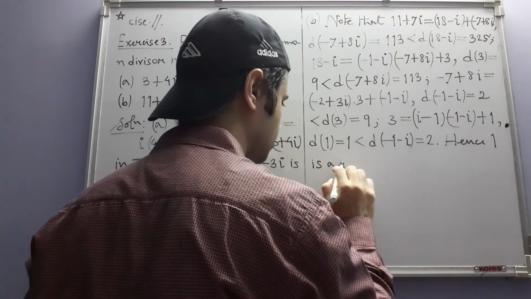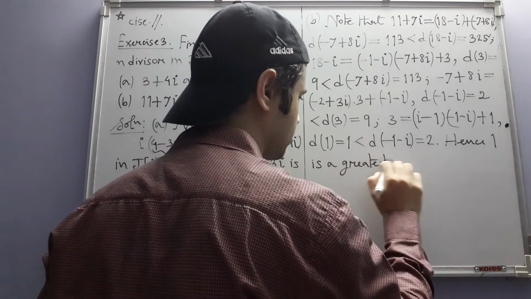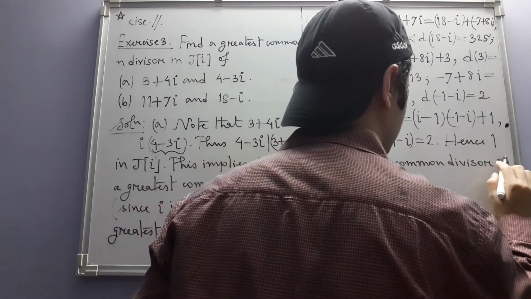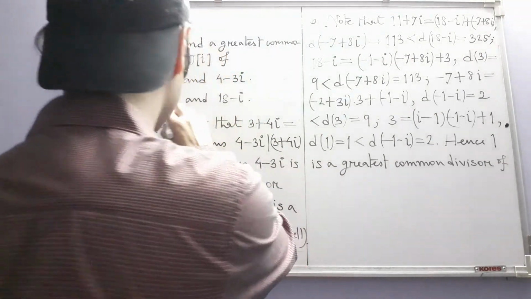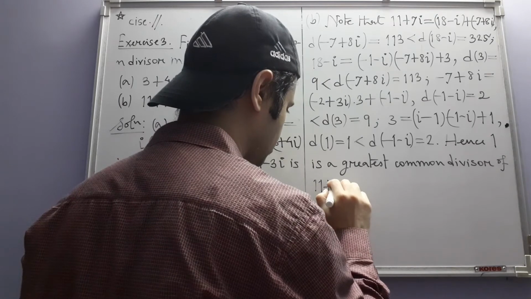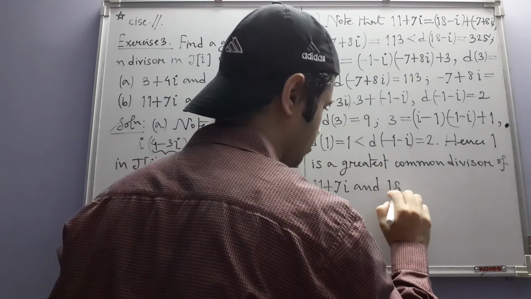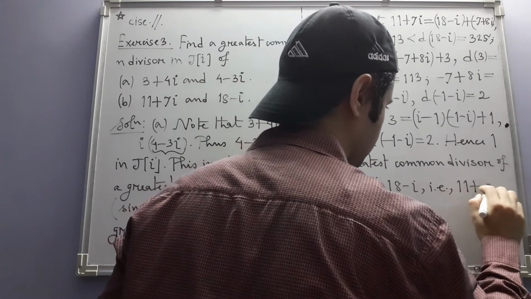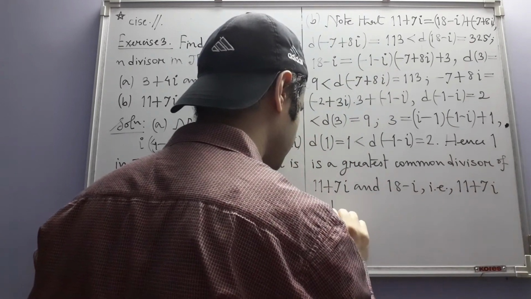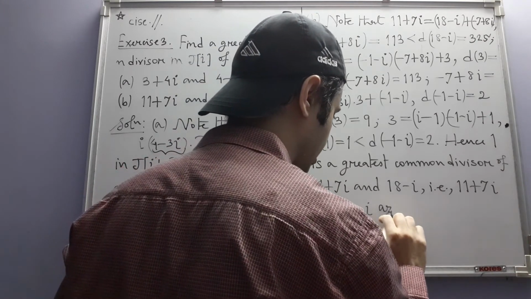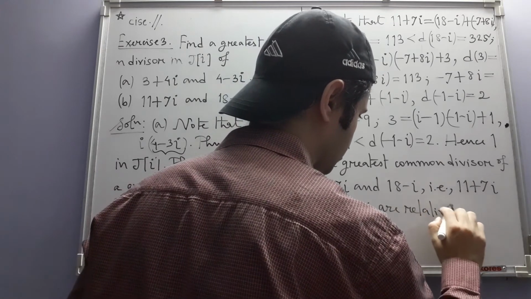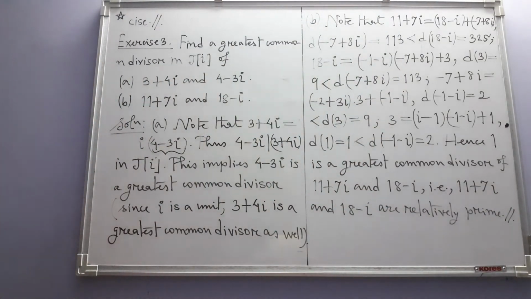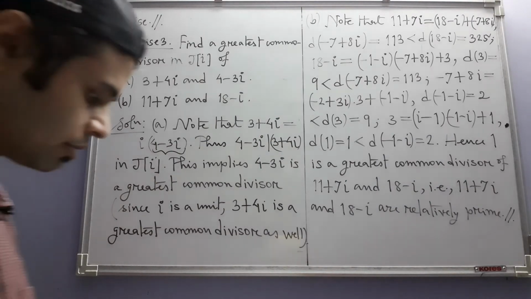1 is a greatest common divisor of what were the elements 11 plus 7i and 18 minus i, that is, 11 plus 7i and 18 minus i are relatively prime or co-prime Gaussian integers. Okay, so this completes the solution.